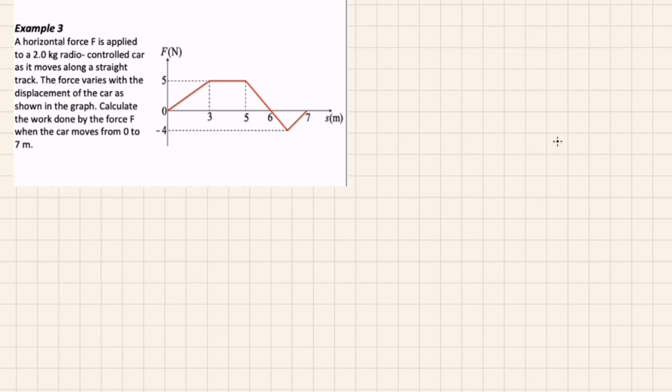For example 3, you are given a graph of F against S. The question says a horizontal force is applied to a 2 kg radio control car, and the force varies with displacement. They want us to calculate the work done by the force F when the car moves from 0 to 7 meters. So remember, if you are given a graph of F against S and you want to find the work done, you have to find the area under the graph. You have a few options for how to do it.